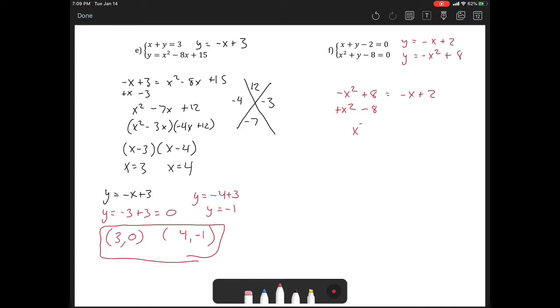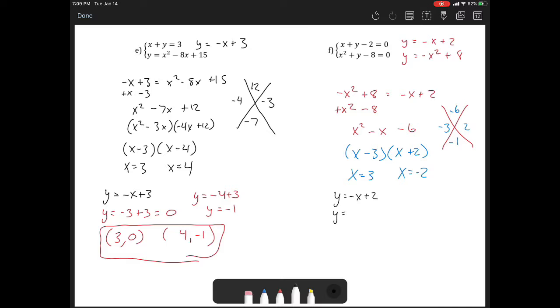I'm going to do my factoring, and I have negative 6 and negative 1, which will leave me with having negative 3 and 2. So I end up with x minus 3 times x plus 2, which means x equals 3 and x equals negative 2. And then I'll plug them into one of my y equations. So I'll have y equals negative x plus 2. So y equals negative 3 plus 2. So y equals negative 1.